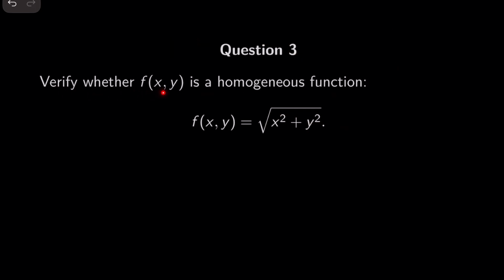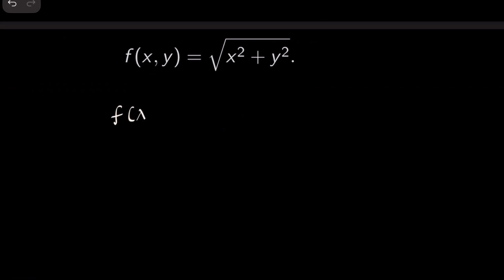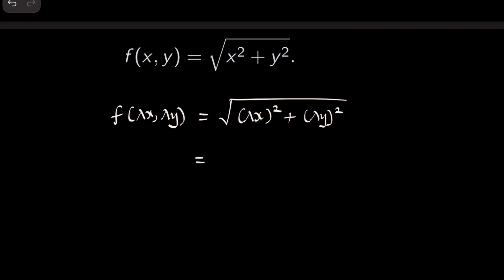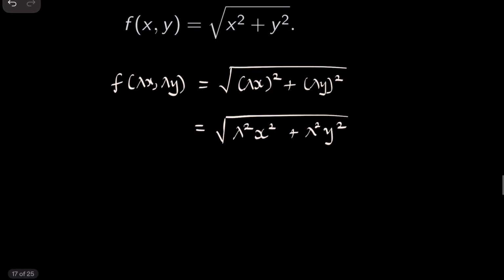For our third question, we have to verify whether f of x y is a homogeneous function, and f of x y is defined to be the square root of x squared plus y squared. We compute f of lambda x, lambda y, and so we have the square root of lambda x all squared plus lambda y all squared. Simplifying this using the laws of indices gives lambda squared x squared plus lambda squared y squared. We can factor out lambda squared, giving lambda squared times x squared plus y squared.